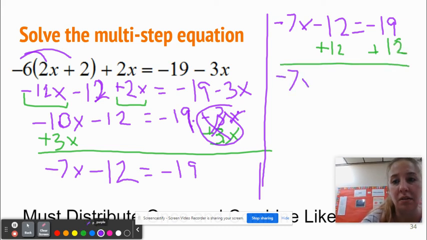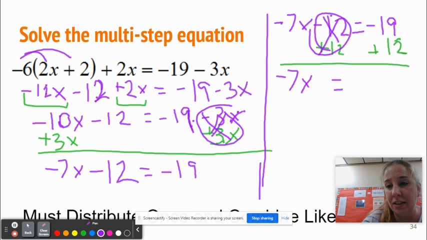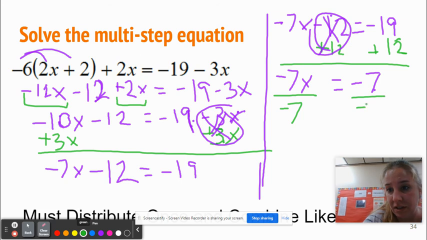Negative 7x. These turn into 0. You owe me 19, but you have 12. Well, you would still owe me 7 at the end of the day. And we're going to divide by the coefficient of x, which is negative 7. And we're going to have all that work just to have x equals 1.